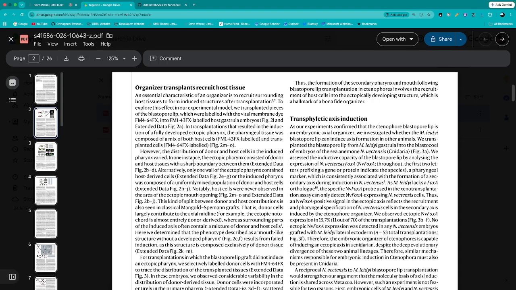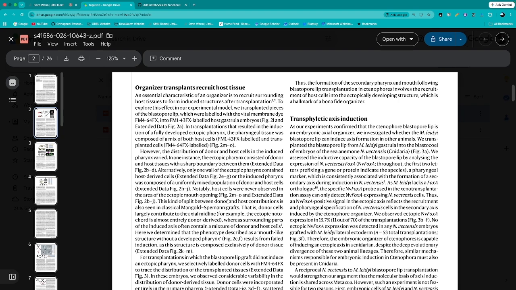In one instance, the ectopic pharynx consisted of donor and host tissues with a sharp boundary between them. Alternatively, only one wall of the ectopic pharynx contained host-derived cells, or the induced pharynx was composed of a uniformly mixed population of donor and host cells. So they show how the host cells and the donor cells balanced out across the anatomy of the developing embryo. So notably, host cells were never observed in the area of the ectopic mouth opening.